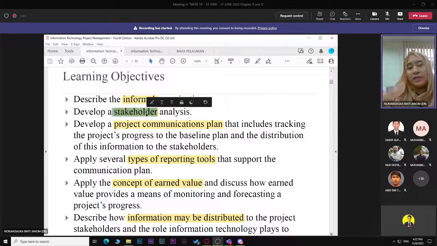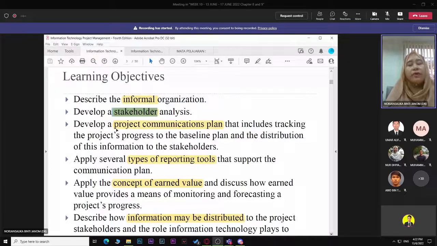So you need to tackle after you know their influence in the project. So boleh tackle. Okay, what kind of communication plan, what kind of communication tools that you need to use, how often, and so on. So that one, you need to develop a stakeholders analysis. We're going to look into that later.